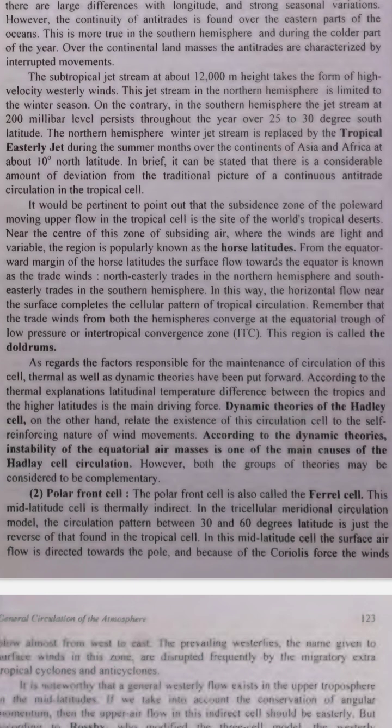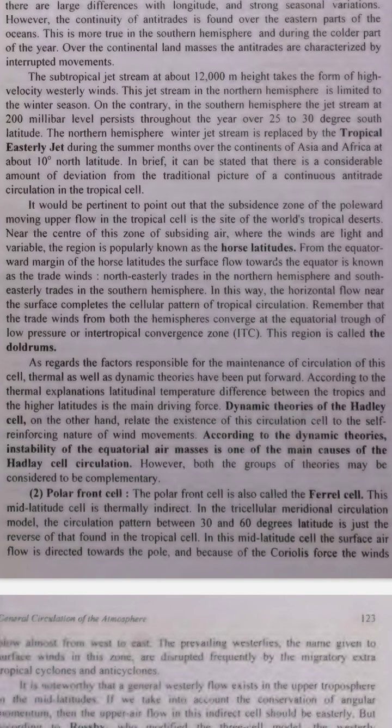Let's break down the details of the tropical cell circulation, focusing on the subtropical jet stream, the tropical deserts, and the trade winds. Key features of the tropical cell circulation. 1. Subtropical jet stream. Height, found around 12,000 meters above the Earth's surface. Characteristics. It is a fast-moving band of westerly winds from west to east. Northern Hemisphere. This jet stream is mainly present during the winter months. Southern Hemisphere. The jet stream persists throughout the year, especially between 25 degrees and 30 degrees south latitude.